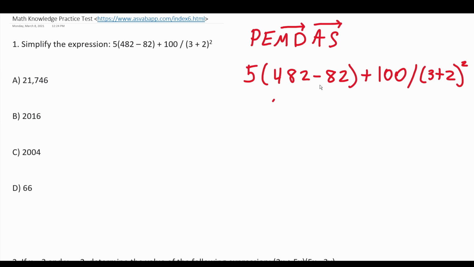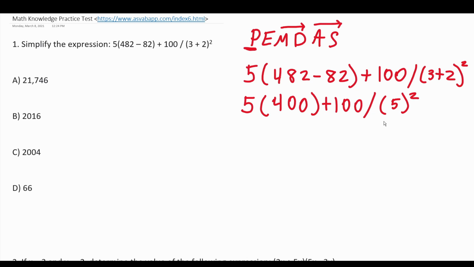Okay. So if we look through our expression, you can see that we do have 2 sets of parentheses. We have 482 minus 82, and then we have 3 plus 2. So according to the order of operations, we're going to take care of what's in parentheses first. So let's do that as our first step. 482 minus 82, that's just going to leave you with 400 plus 100 divided by 3 plus 2 is 5. Okay. All right, we've taken care of what's in parentheses, so let me go ahead and cross that out.